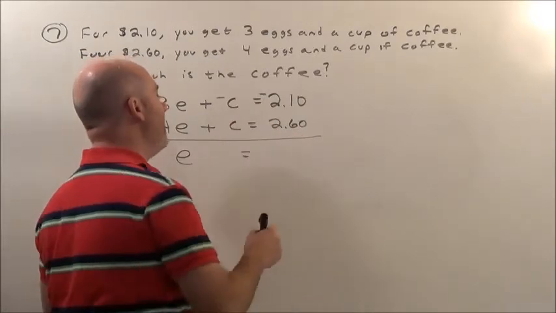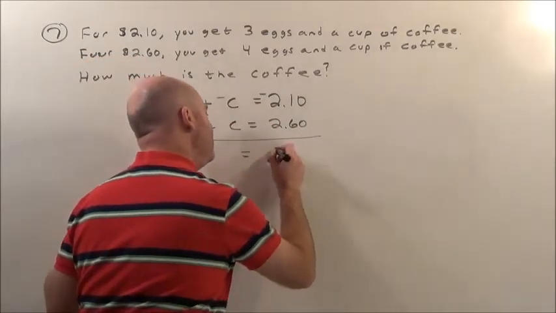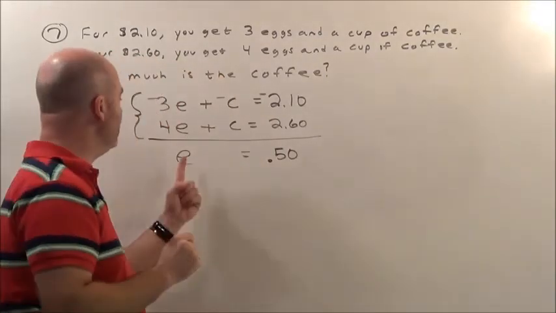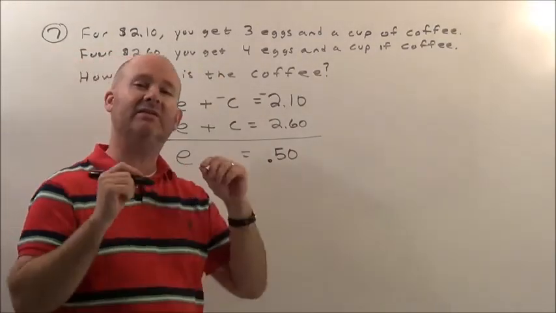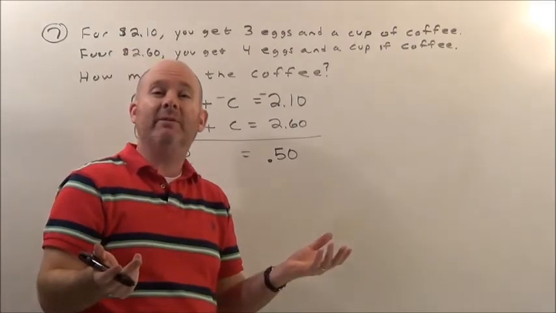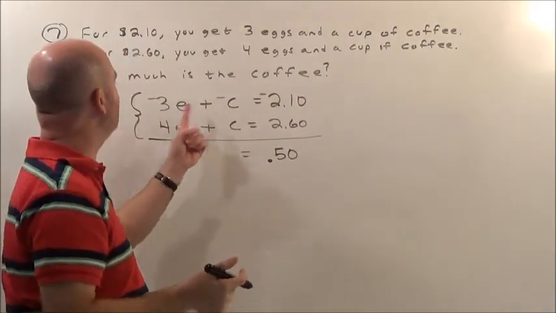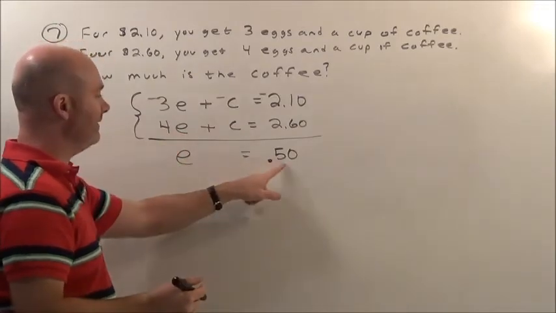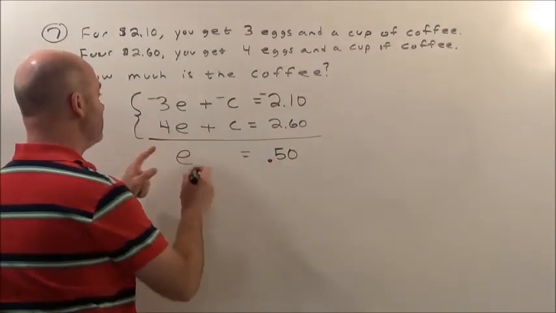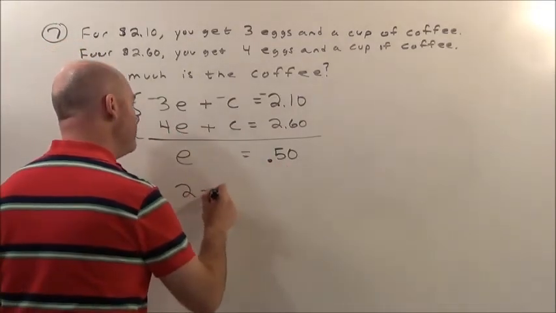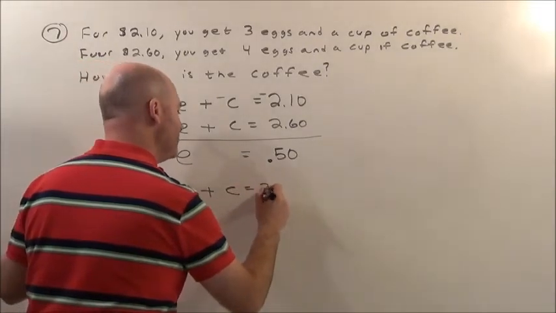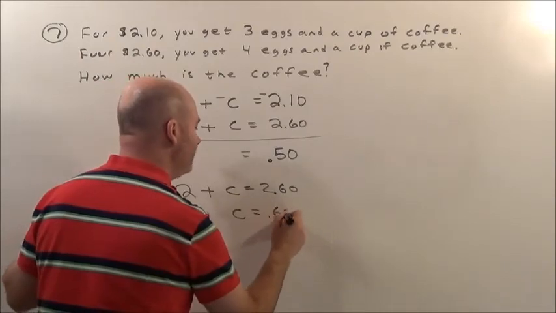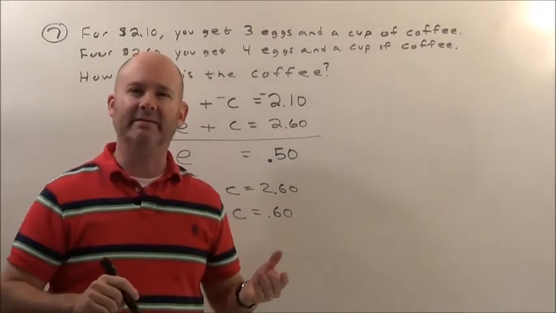-210 with +260 is 0.50, 50 hundredths of a dollar or 50 cents. So we know we're paying 50 cents for each egg. That doesn't tell me the price of coffee, but I can go back and look. Hey, if 4 times E, the price of an egg, which 4 times 50 cents would be $2, plus my coffee price is $2.60, we can quickly see the price of the coffee is 60 cents.